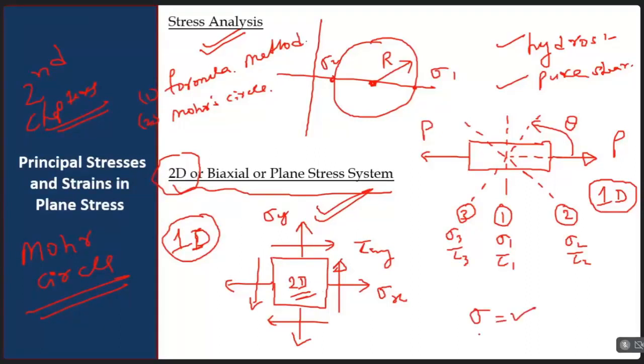What is the value of sigma, as well as what is the value of tau, and so many other things we should go for. So Mohr circle is very important. The second chapter is also very important. I can say there is a 100% guarantee of one question from this topic. You should definitely go for this Mohr circle.